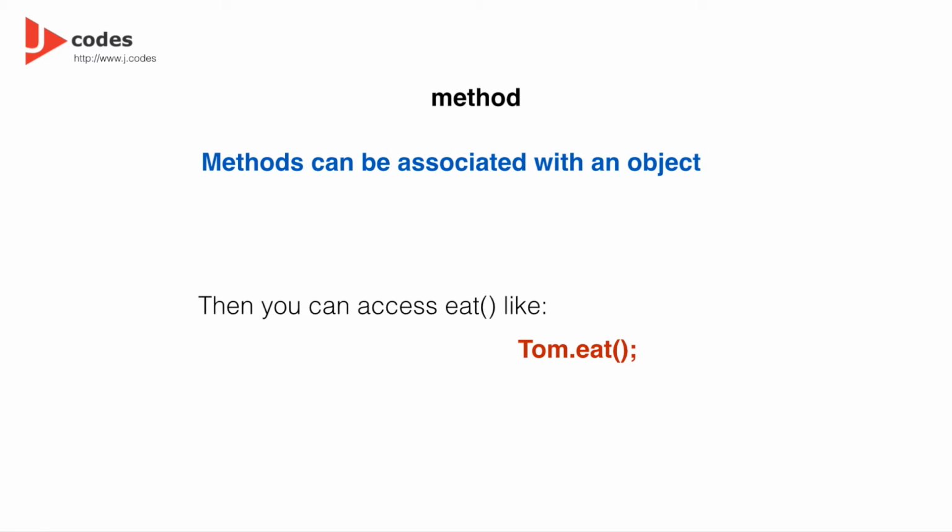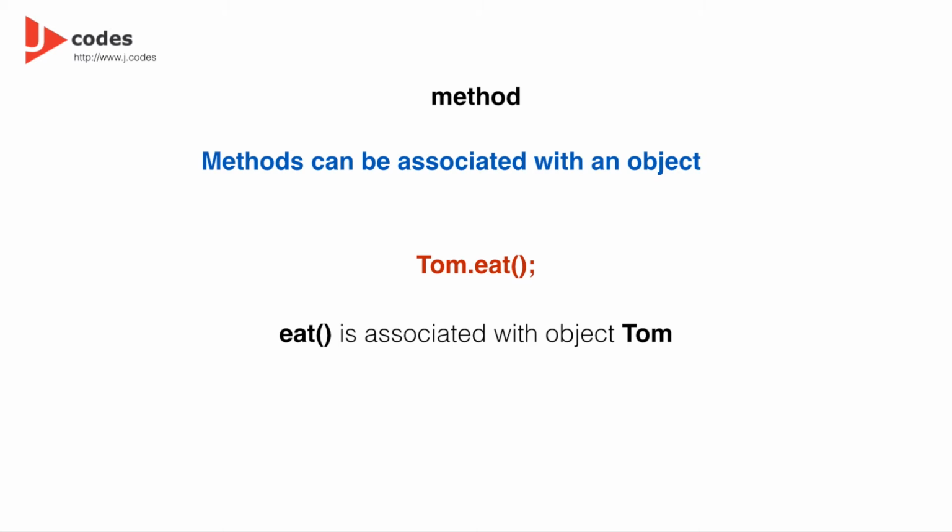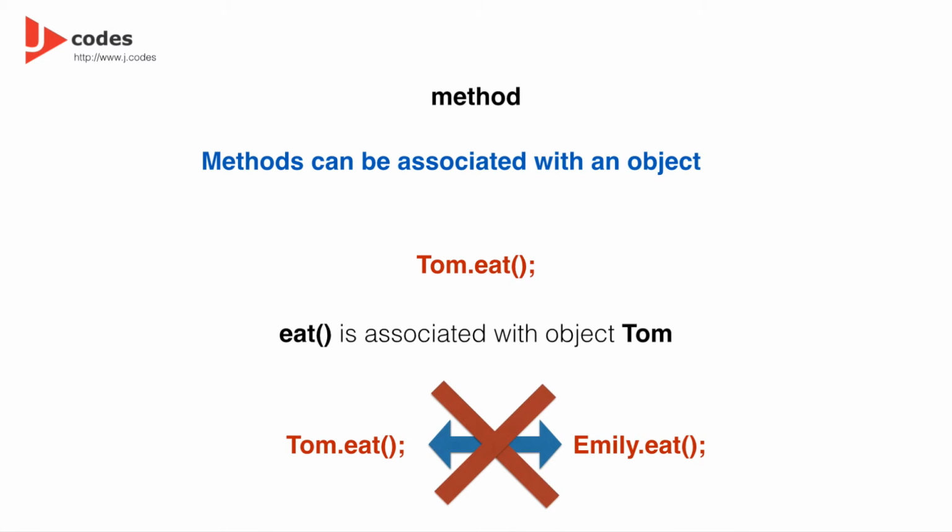We will discuss how to create an object in the next tutorial. Then you can access Tom's eat method by calling tom.eat. Now you see eat is associated with object Tom. Tom's and Emily's eat methods are independent and they won't affect each other.